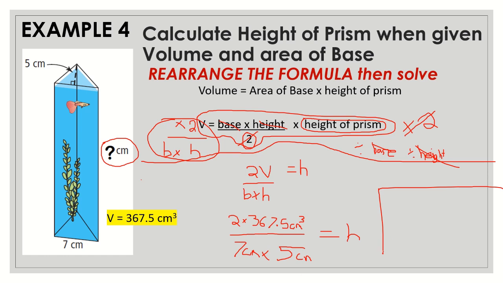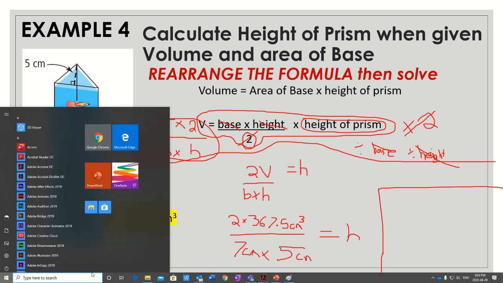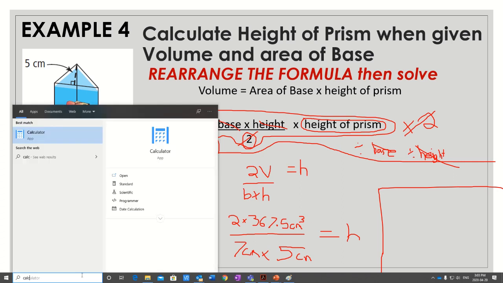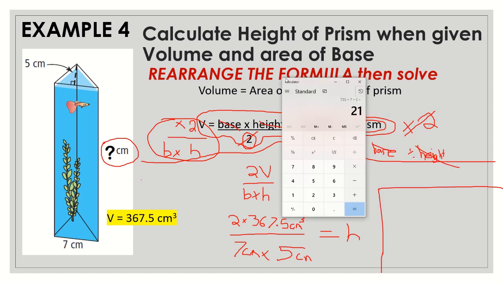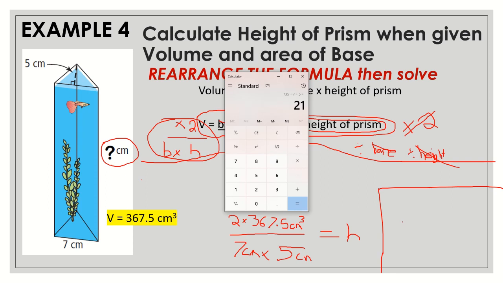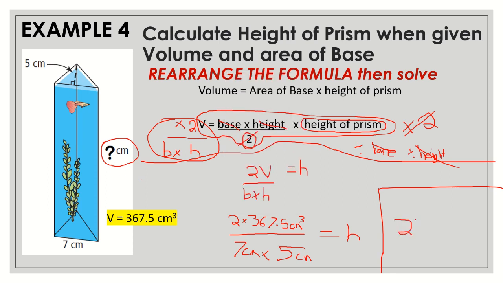So if I grab out a calculator, here we go. I've got 2 times 367.5. That's equal to 735. But then I've got to divide that by 7, and I've got to divide that by 5, and that's equal to 21 centimeters. So the height of the prism is 21 centimeters. And I'll just apologize right now for my messy writing with the mouse.